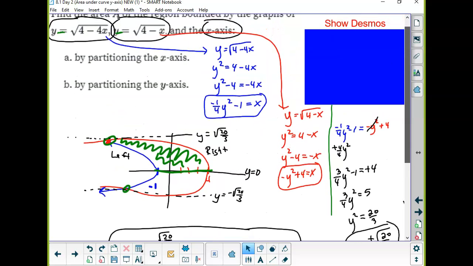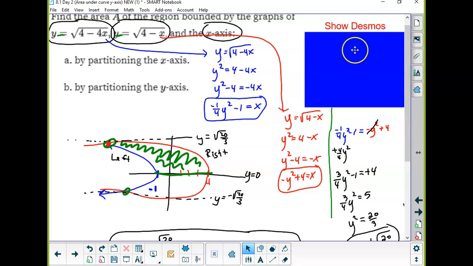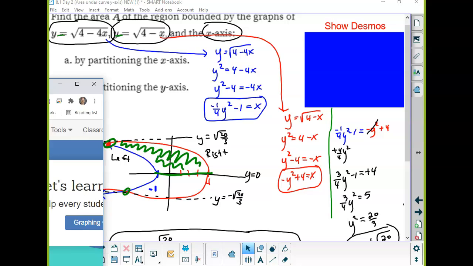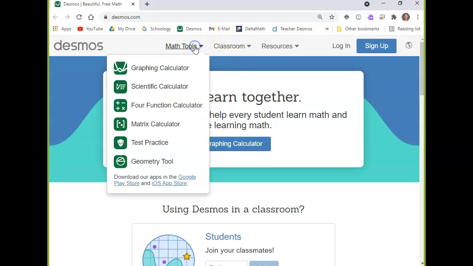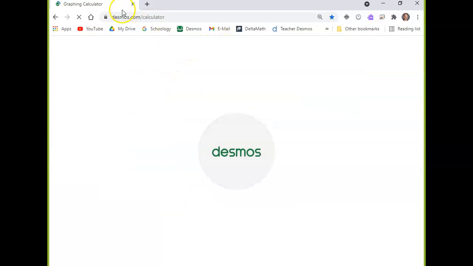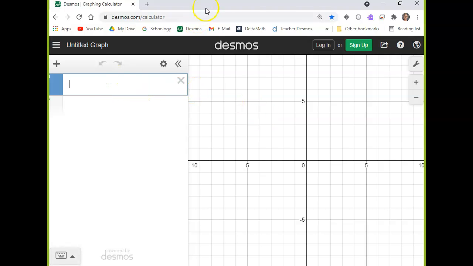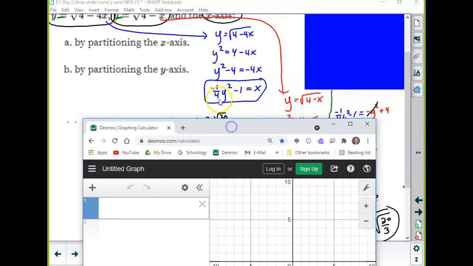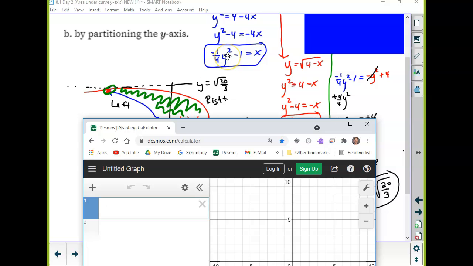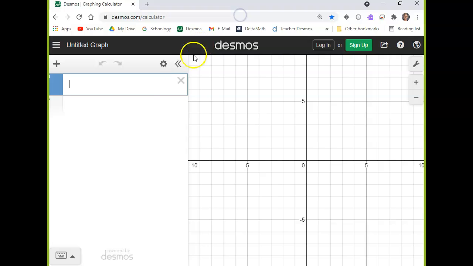If you come across a problem and you don't know the graph, Desmos is one of your most friendly resources for graphing. So if you go to Desmos and you just get a graphing calculator, and let's say that I want to graph either this one up here, which, yeah, you could do this in your calculator, but what if I have an equation that looks like this in terms of y? So negative 1/4 y squared minus 1.